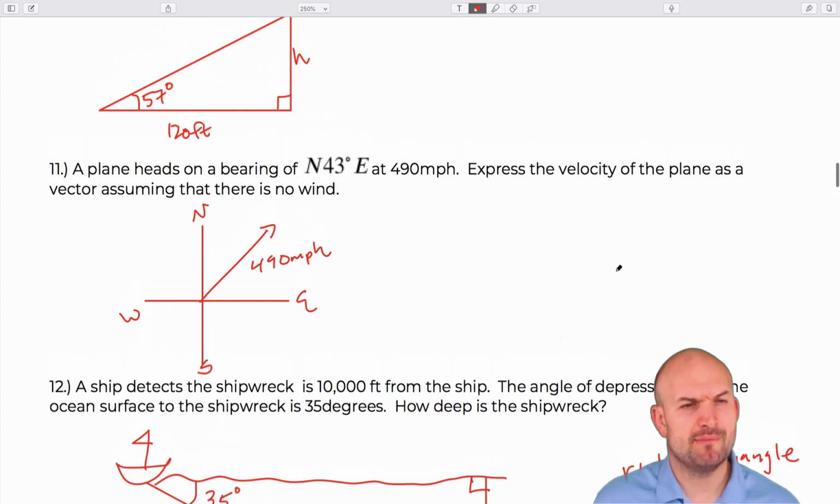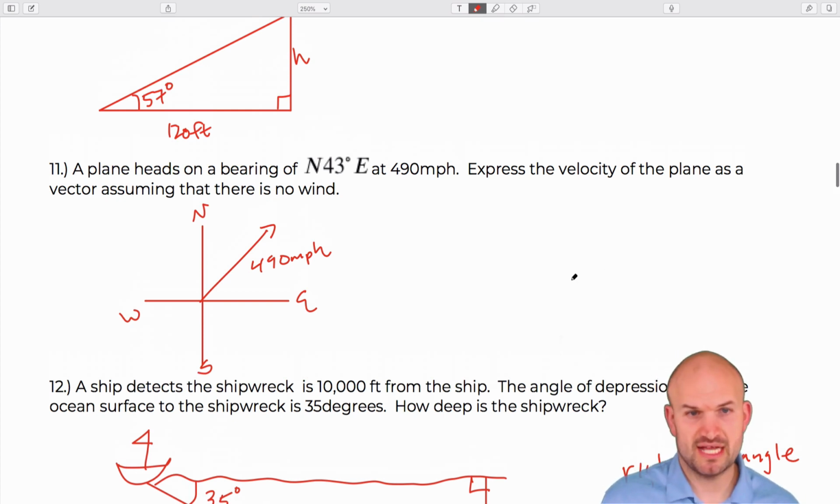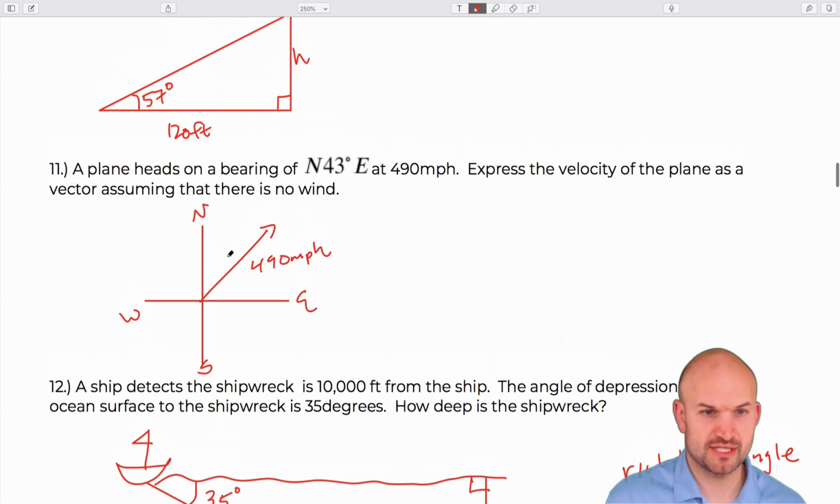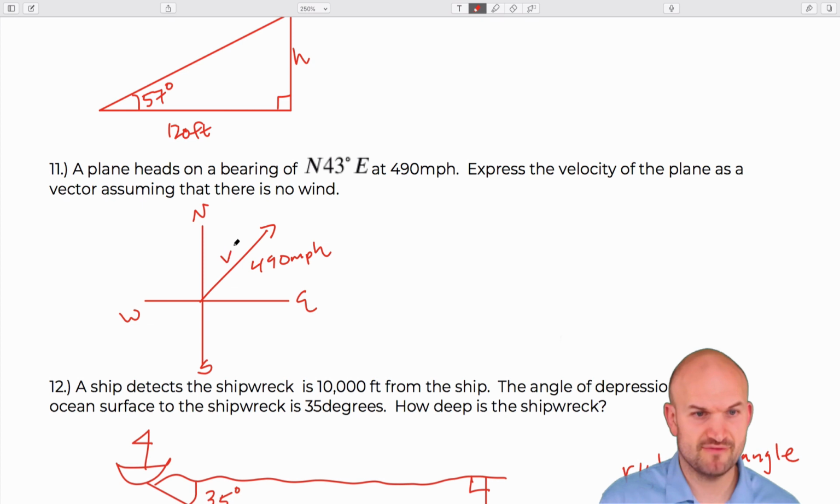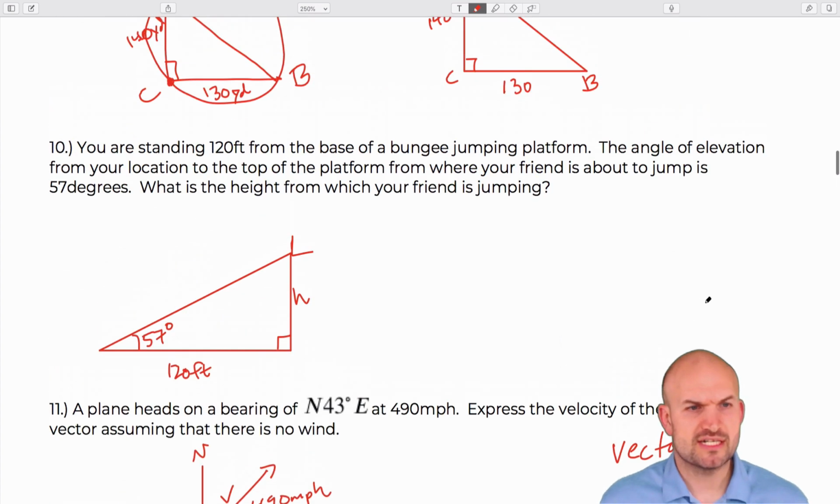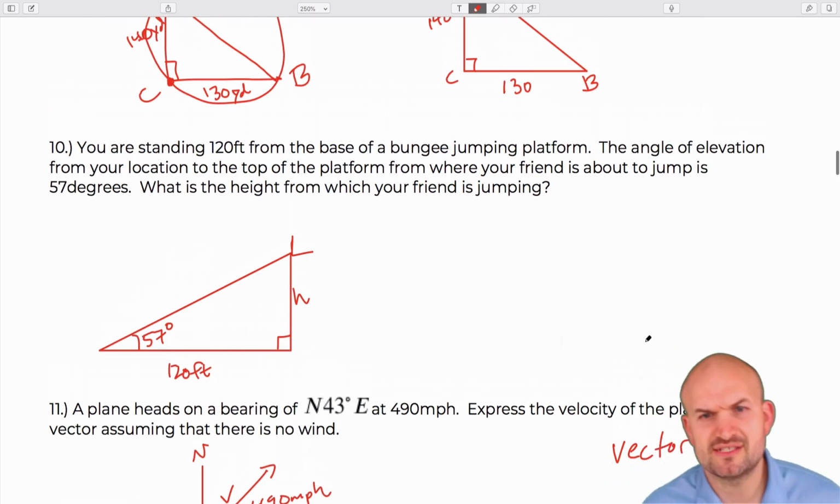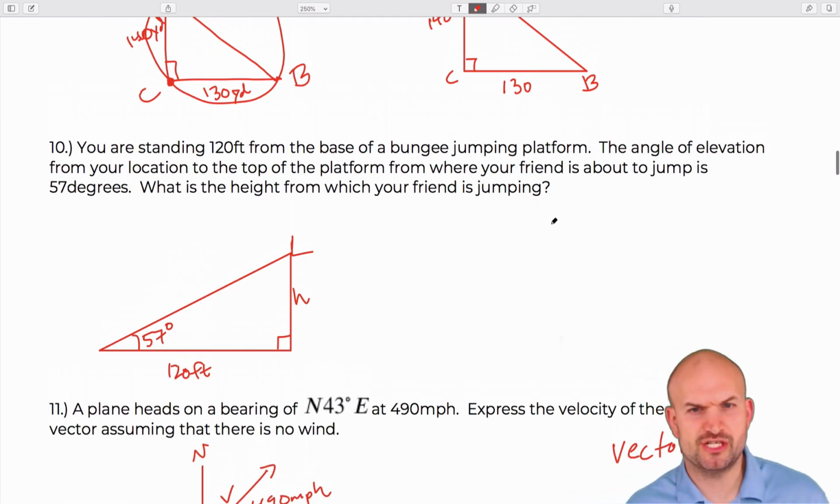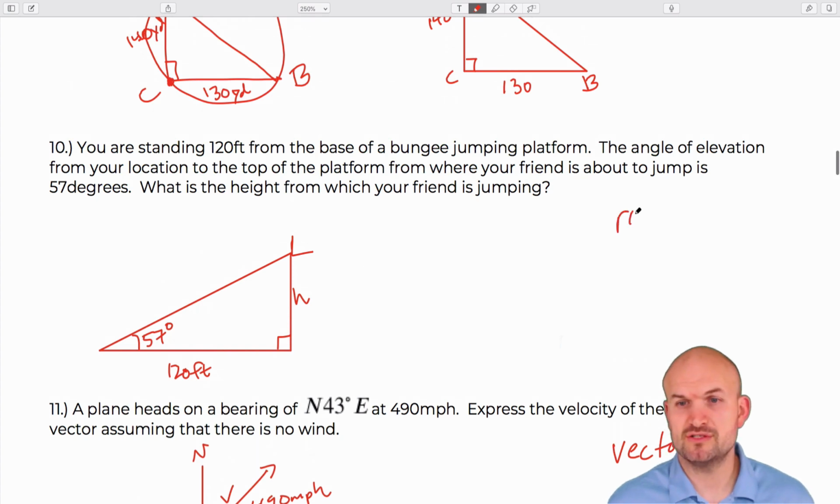Okay, a plane heads on the bearing north 43 degrees east. Express the velocity of the plane. Very good. So basically we're just looking for this vector. So just say, what is the vector form? So this is going to be using vectors. The next one is you're standing 120 feet from the base, angle of elevation. So that's going to be right triangles.